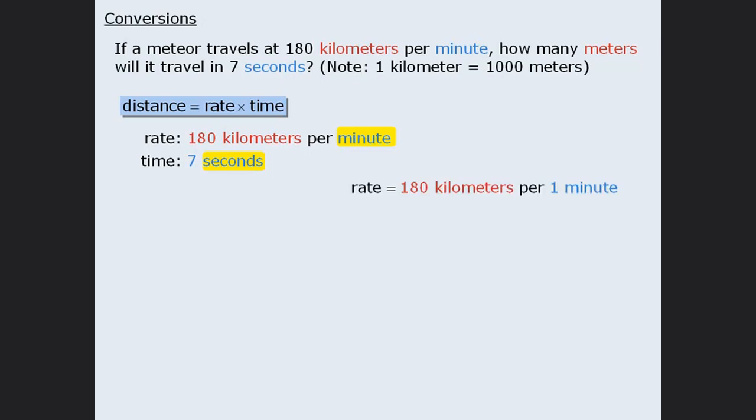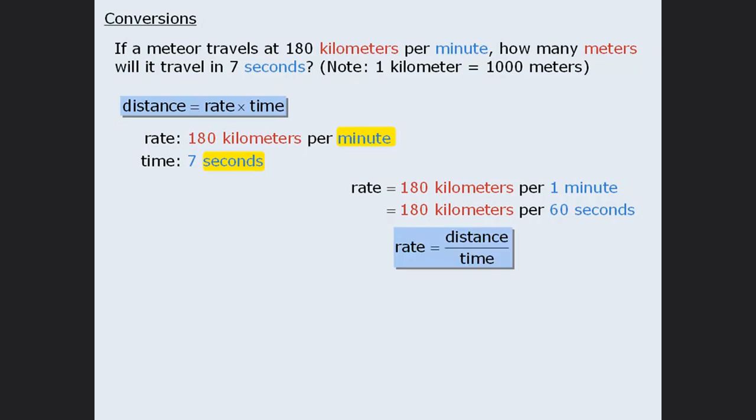To do this, first think of the rate as being 180 kilometers per 1 minute. Since 60 seconds are equal to 1 minute, we can replace 1 minute with 60 seconds to get a new rate of 180 kilometers per 60 seconds. Now we want to convert this rate into a unit rate. In other words, we want to express the rate in kilometers per second, not kilometers per 60 seconds.